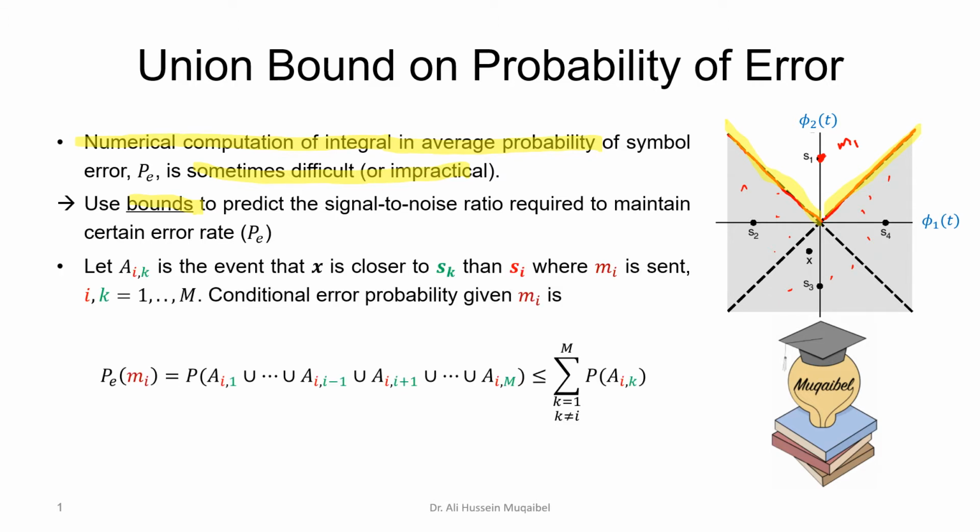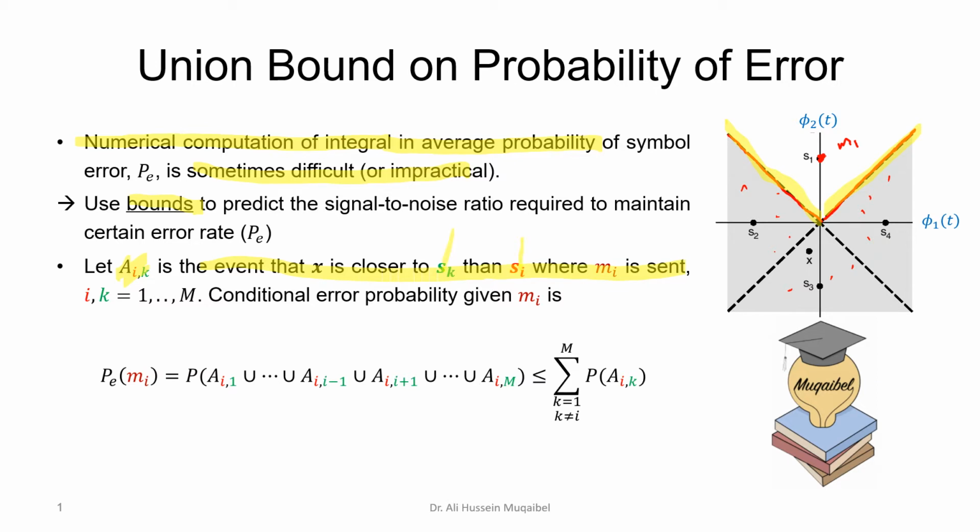So why do we call it the union bound? We know what the bound is. Now we need to understand what the union bound is. Let's define A_ik to be the event that we transmit S_i, the first subscript, but instead we receive S_k, the second subscript. So S_i was transmitted, but S_k was received.